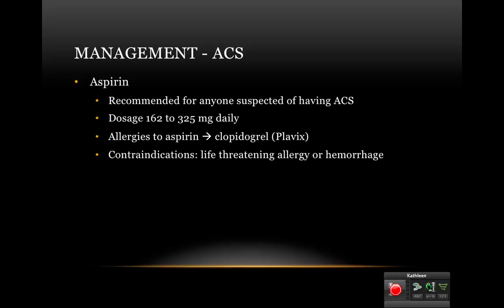Aspirin is recommended for anyone suspected of having acute coronary syndrome. The dosage is 162 to 325 daily. For allergies to aspirin, you want to give Plavix, and it's contraindicated in life-threatening allergy or hemorrhage.